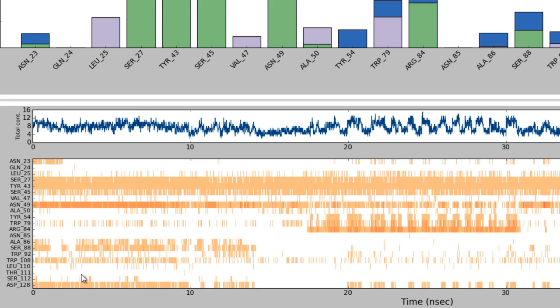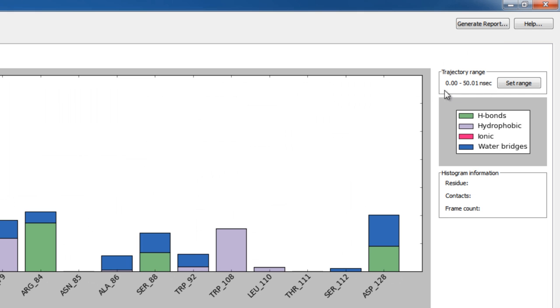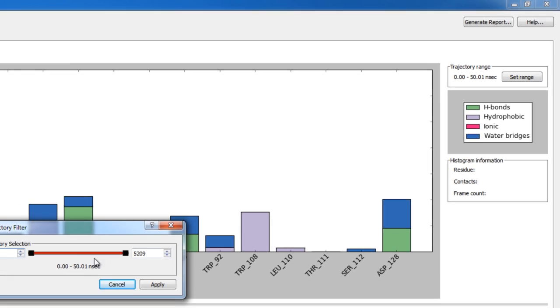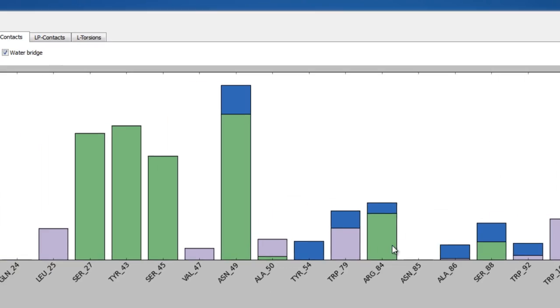Now, asparagine 128 has a similar number of contact counts as arginine 84, but notice in the timeline that it has a lighter orange color, indicating that arginine 84, with its darker orange color, was able to make multiple contacts at a given time. Now, the last thing to note on this panel is that you can select the trajectory range. So for example, perhaps you're only interested in the last 20 nanoseconds of the simulation, or during the period where the protein RMSD values stabilize.